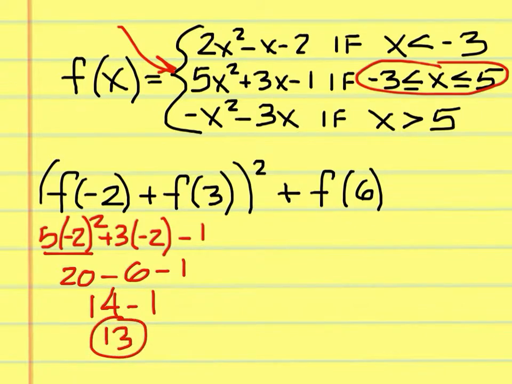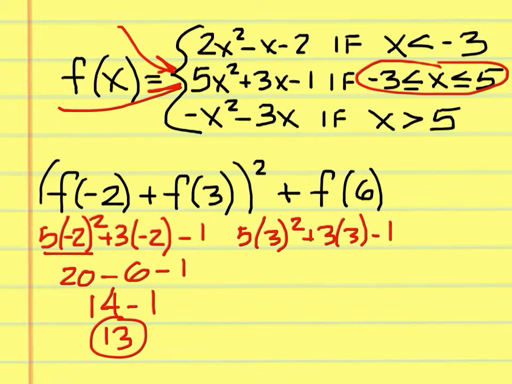And then the 3 is going to fall into that same category there. So we'll have 5 times 3 squared plus 3 times 3, and then minus 1. That's 45 plus 9 minus 1, which is 54, minus 1 gives you 53.